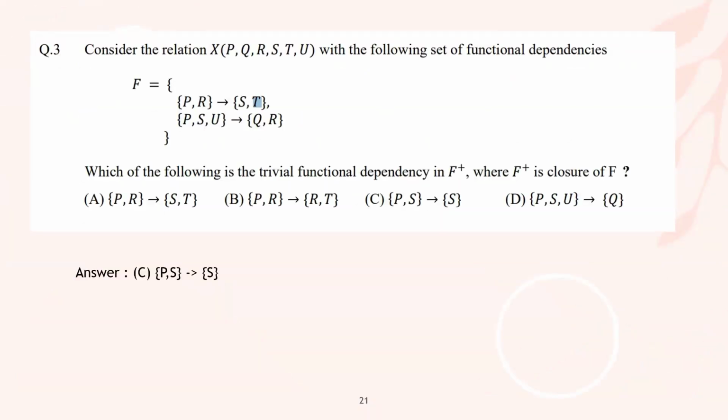Consider the relation R of P, Q, R, S, T, and U with the following set of functional dependencies F: PR implies S and T, PSU implies Q and R. Which of the following is a trivial functional dependency in F plus, where F plus is the closure of F? So the trivial functional dependency in F plus will be C, PS implies S.